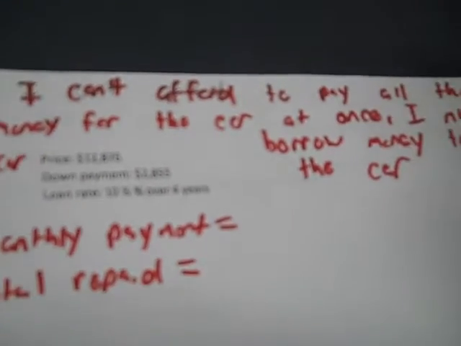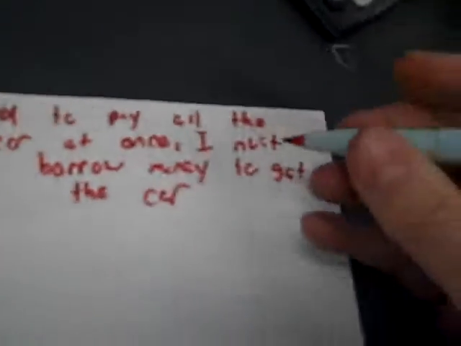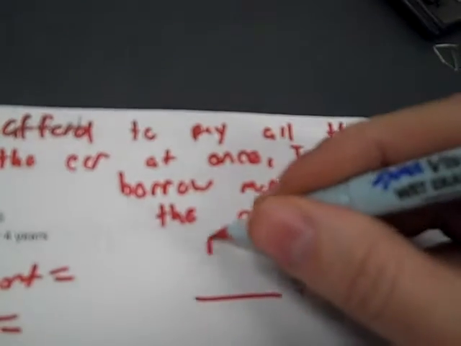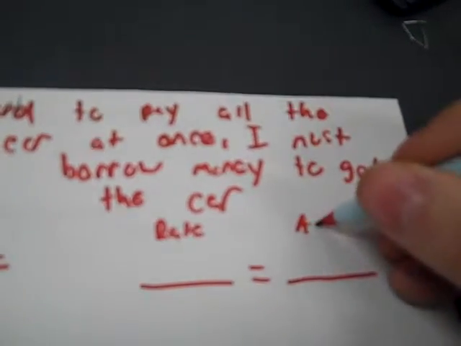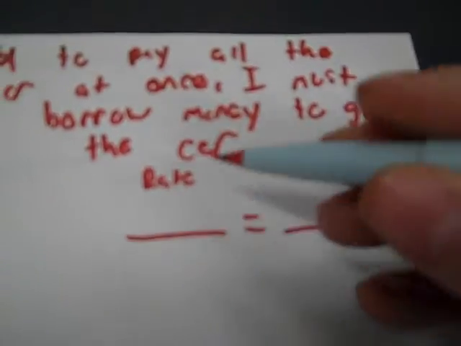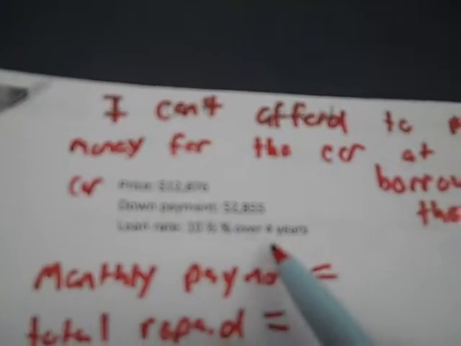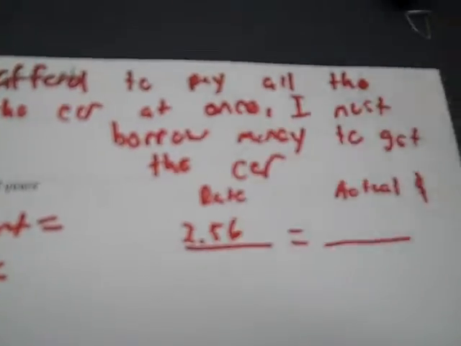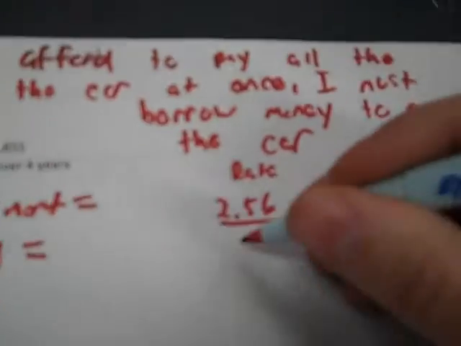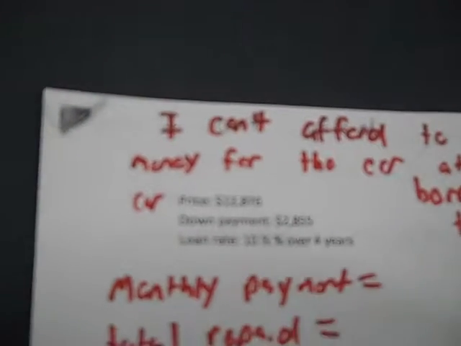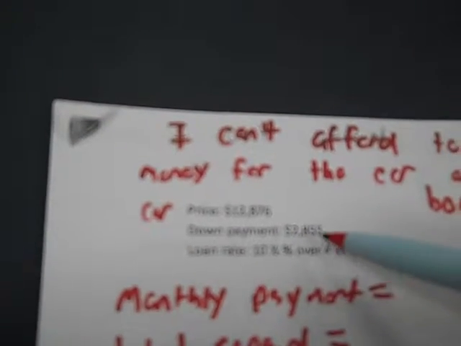Right there. Okay, here's how I find the monthly payment. That's the hardest part. I set up a proportion, okay? This is the rate, and this is the actual amount, okay? So the rate, remember, 10.5 for 4 years. So 10.5% over 4 years is 2.56. It's per 100, so 100 goes out the bottom. That's the rate, okay?